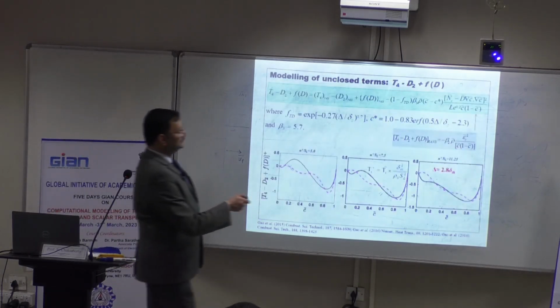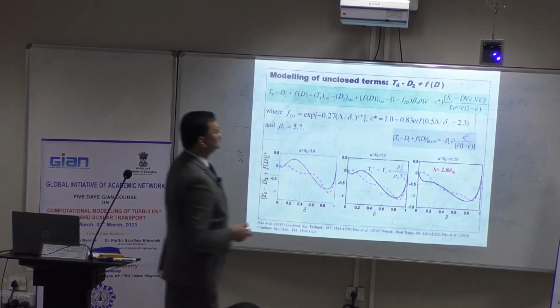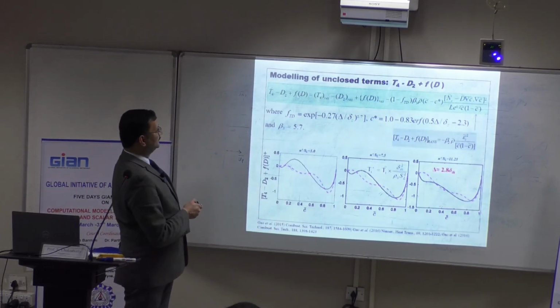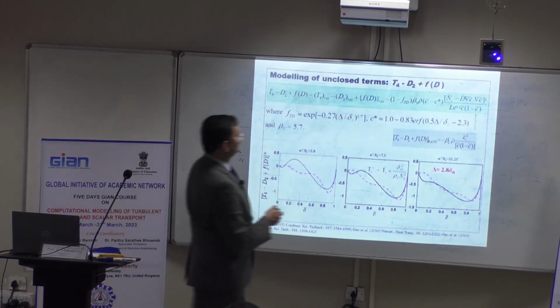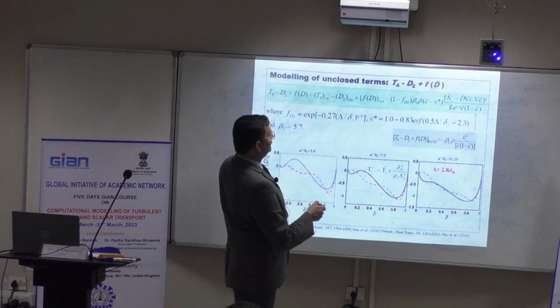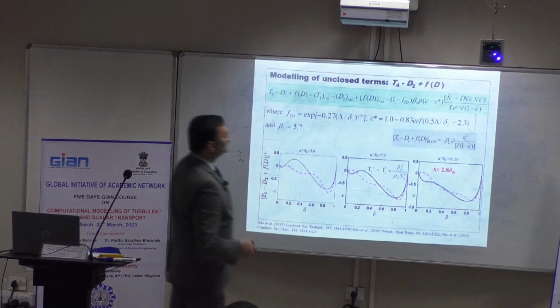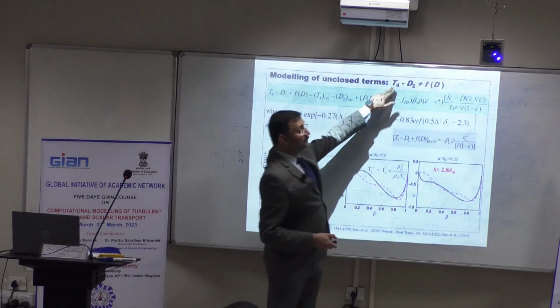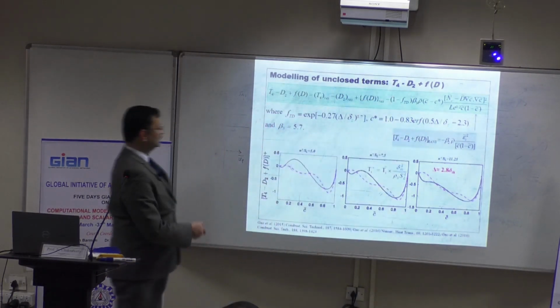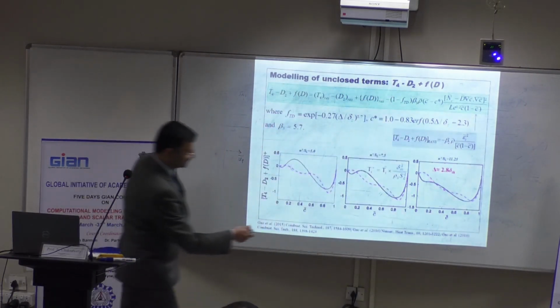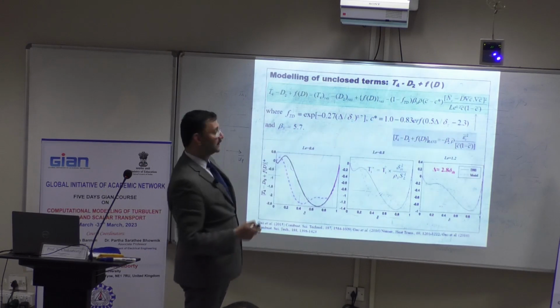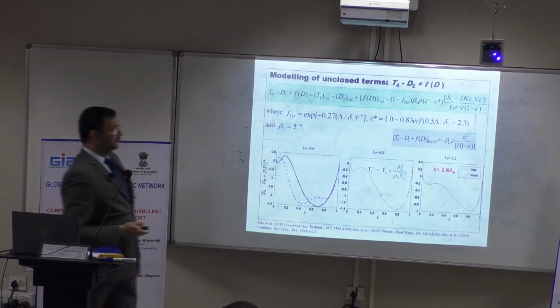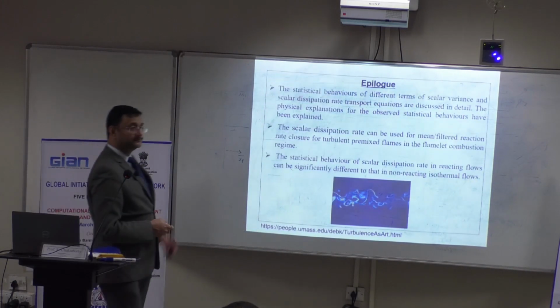T4 minus T2 plus the diffusivity variation term. Again, it is modeled as this, so that effectively you will have a negative contribution because T4 goes to 0 under non-reactive flows. Again, you can see it captures the behavior quite well. And similar thing for non-unity Lewis number.